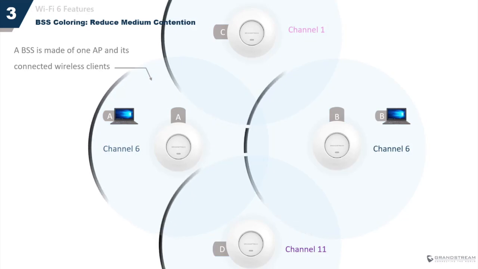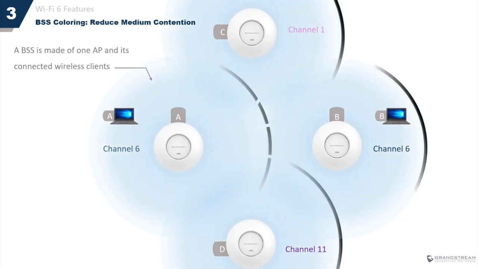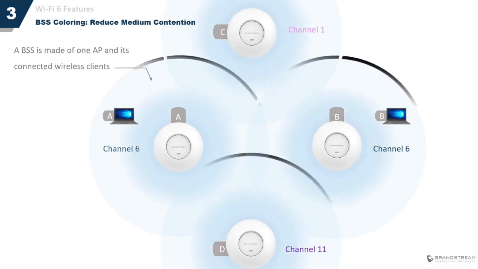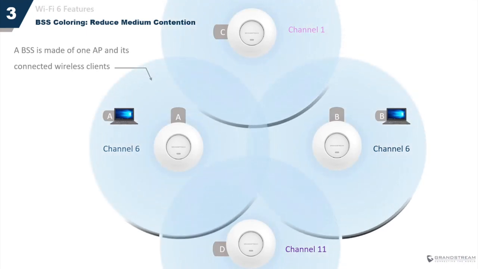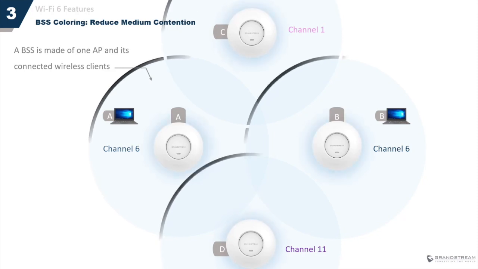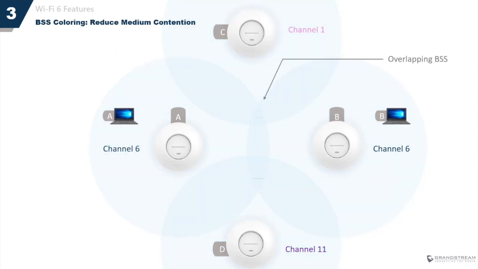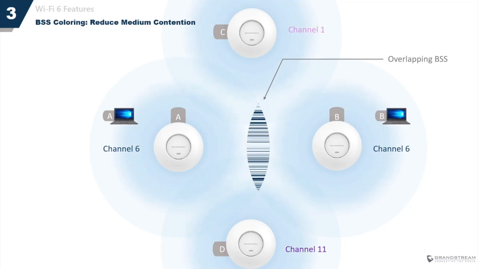A BSS, or basic service set, is made of an access point and one or more wireless clients. In this example, we have 4 basic service sets and the access points are deployed close enough to hear each other. A major problem that can happen in such a dense wireless environment is overlapping BSS, which describes a situation where 2 access points are operating in the same channel.